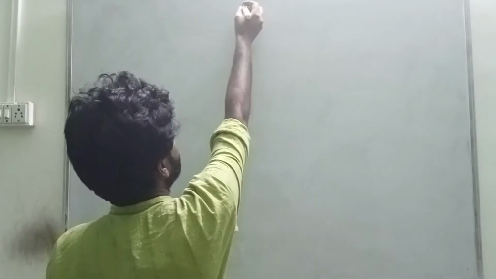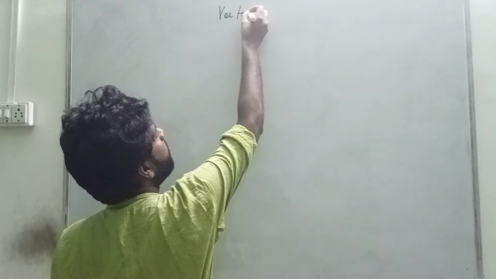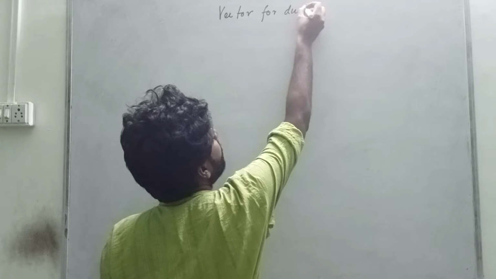Okay, so today I will introduce to you the fifth part of our lecture series, the vectors for dumb, right? Vectors for dumb.